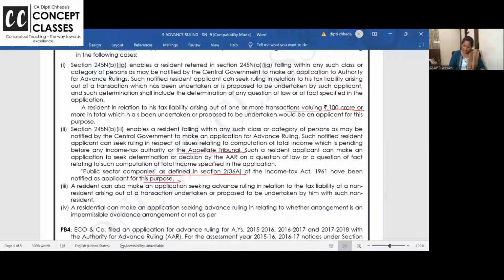Third, a resident can make an advance ruling application in relation to tax liability with a non-resident, and a resident can also make an application seeking advance ruling for an impermissible transaction. So 4 cases. Oh, I missed the last one, but out of 5 cases, in 4 cases the resident can apply.